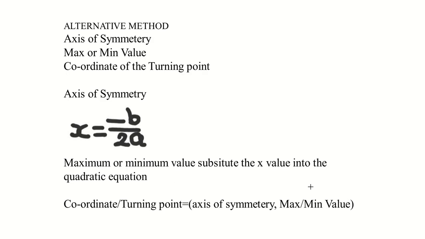Right? That is if you complete the square using this format. Now, the alternative method: there are formulas that you can learn where your axis of symmetry is x equals minus b all over 2a, and for your maximum or minimum value you substitute this x value into your quadratic equation. So your turning point would be your axis of symmetry and your maximum or minimum value. That is the other way you can do it.